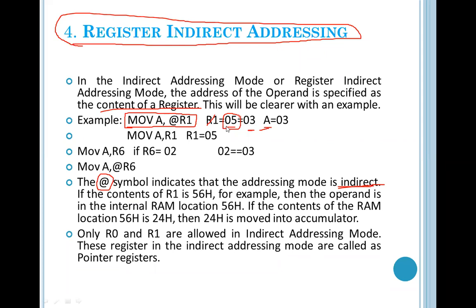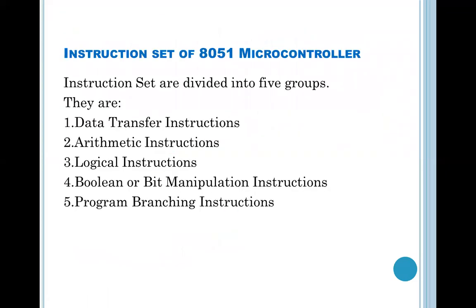They give the addressing mode, or they give some location, and they ask you to transfer the values. So this is the register indirect addressing mode. Okay, then this is the main part of your 8051: the addressing modes.